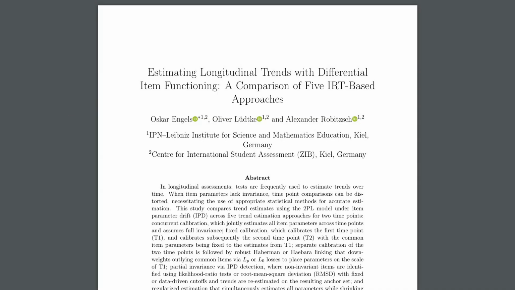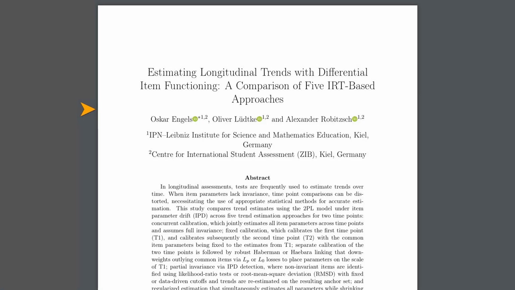Imagine you're tracking how well students are learning a subject over several years. You use tests, and to compare results from different years, you need those tests to be consistent. But what if some questions on the test get easier or harder for students just because of the year they took it, not because their actual ability changed? This is called item parameter drift, or IPD, and it can really mess with our understanding of trends.